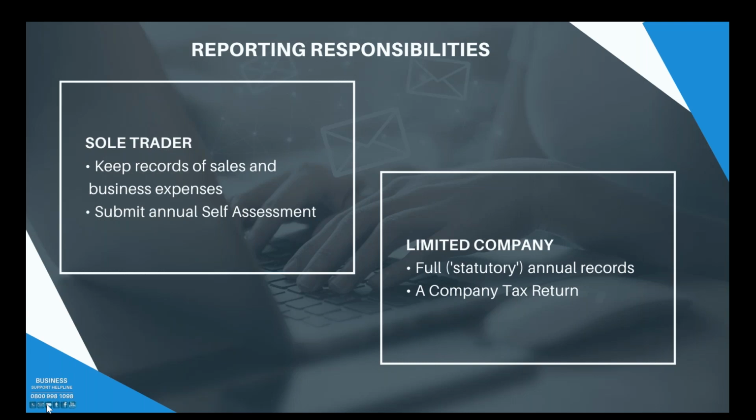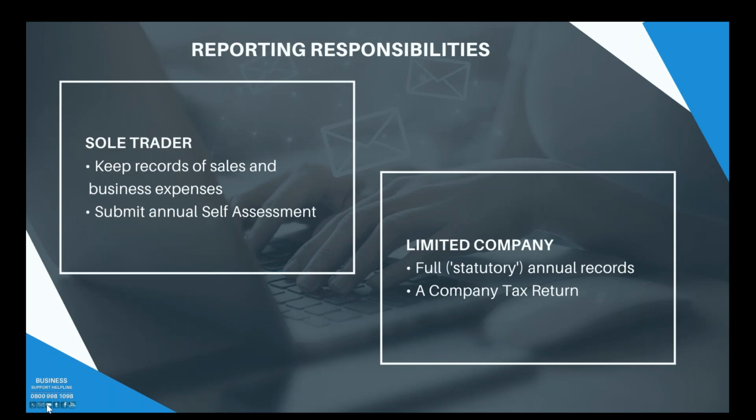In terms of deadlines, a self-assessment tax return is due annually, and if you're completing this by post, the deadline is October the 31st following the tax year end, or the 31st of January for online submissions. HMRC will then calculate what you owe based on what you report, and this is due to be paid by midnight January the 31st. There are penalties for late submissions.